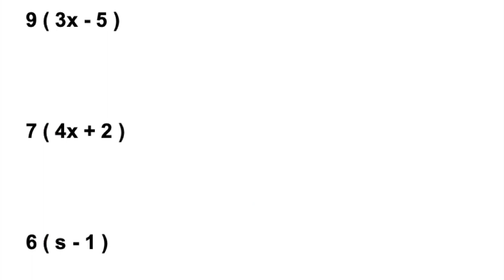Here are 3 more examples to try. Feel free to pause the video and answer the examples on your own and check the answers whilst I'm going through them. So for the first example, it's 9 bracket 3x minus 5. So 9 times 3x would be 27x. Then you do 9 times 5, which is 45.